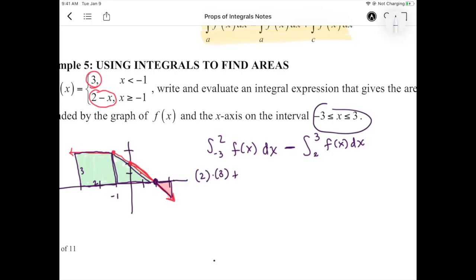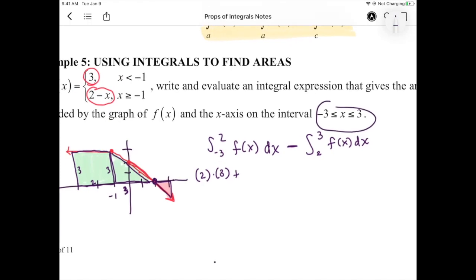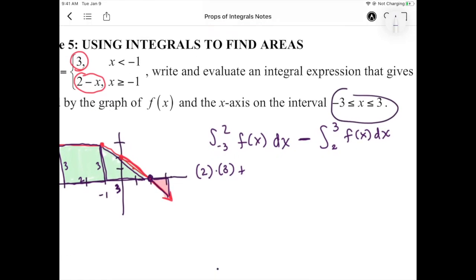And then plus the area of the triangle. The triangle has a height of 3 and a base of 2. So the area of or is that 2? No, sorry, that's 1, 2, 3. I almost made a mistake. It's okay if I do that. Okay, so the area of a triangle is 1/2 base times height. So here is the positive integral, the green one.